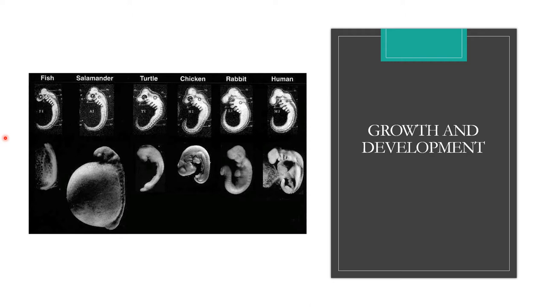And once we're an adult, we're going to have trillions of cells. So growth and development is going to happen in that way. And we'll talk about how growth takes place and how we have development. So how do we start off as an undifferentiated cell?